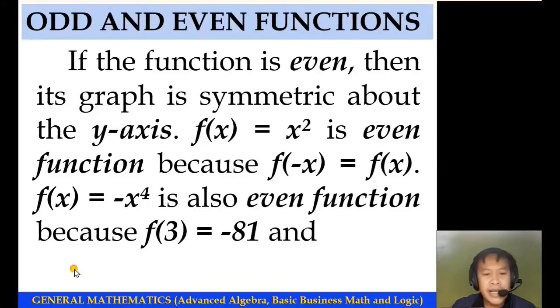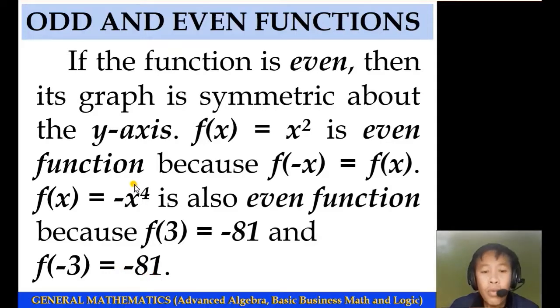The result is still negative 81. Why? Because if we are going to substitute negative 3 to f of x is equal to negative x raised to 4, the result is negative 81. So we have negative quantity, negative 3 quantity raised to 4. So we have to simplify first the expression inside the parenthesis. So we have negative times negative is positive. 3 times 3 is equal to 9.